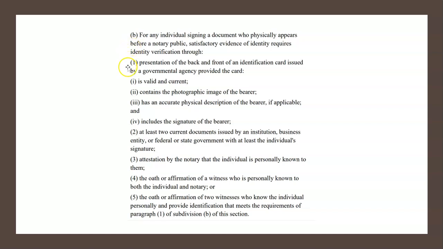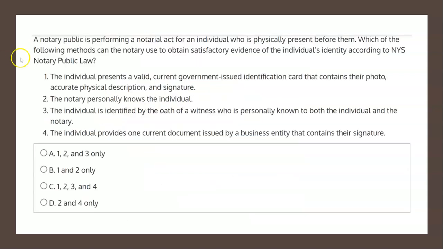The first method is at subsection 1, which states presentation of the back and front of an identification card issued by a governmental agency, provided the card is valid and current, contains a photographic image of the bearer, and has an accurate physical description of the bearer if applicable, and includes the signature of the bearer. Therefore, method 1 is indeed a valid method, and we can put a check mark next to it.